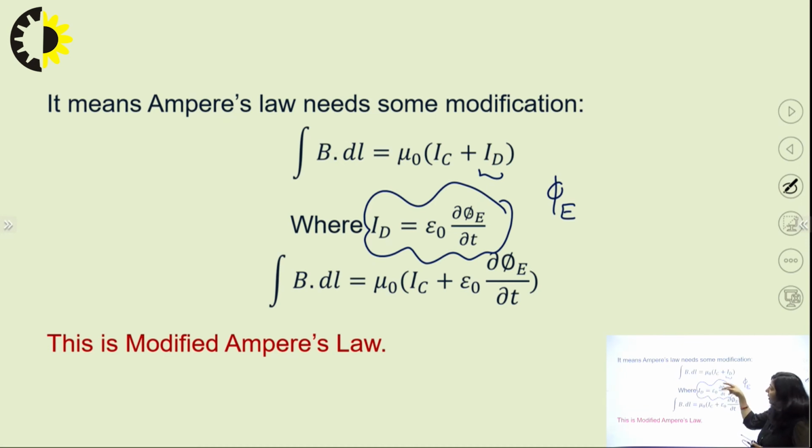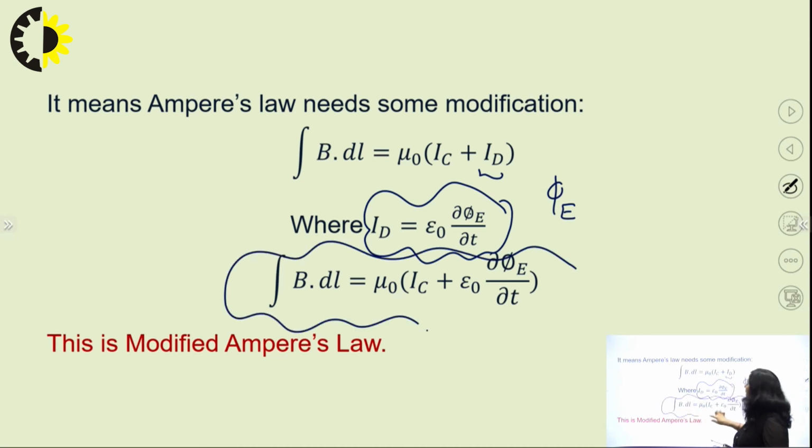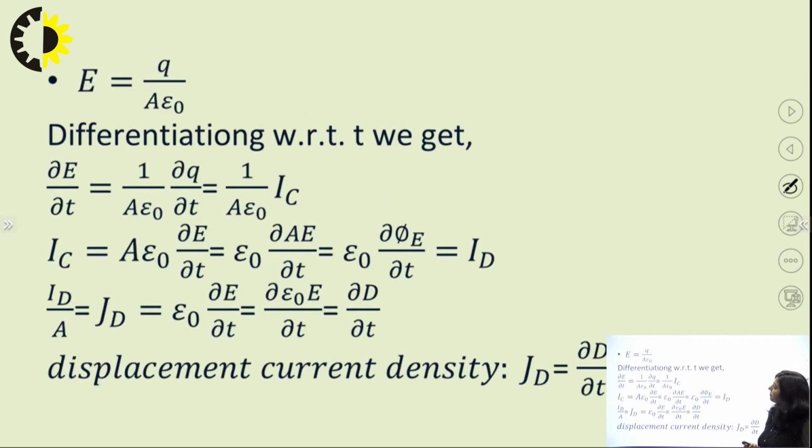So this time varying electric field is responsible for ID. So this is the correct form, or the complete form, of Ampere's law. B dot dl is mu naught times IC, which is your conduction current, and the second one is displacement current, which is because of time varying electric field, right? So this is your Ampere's law.